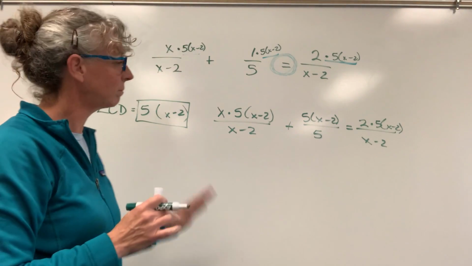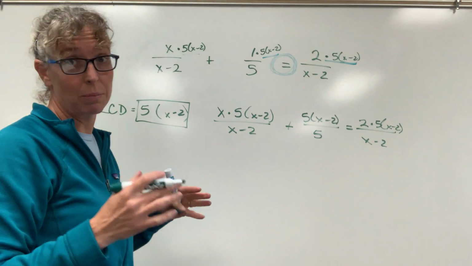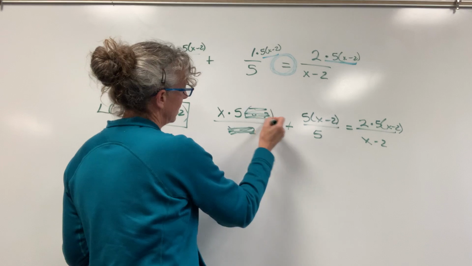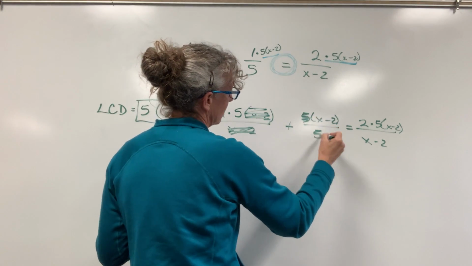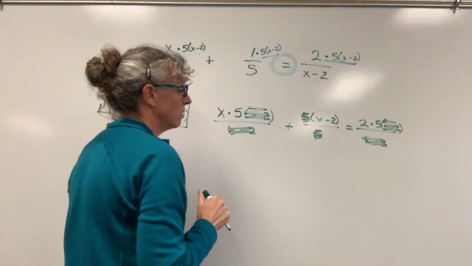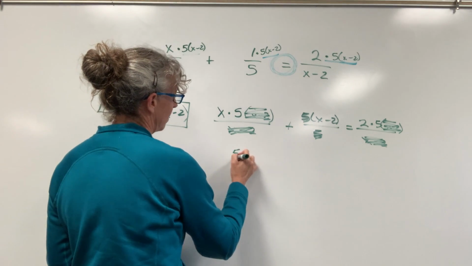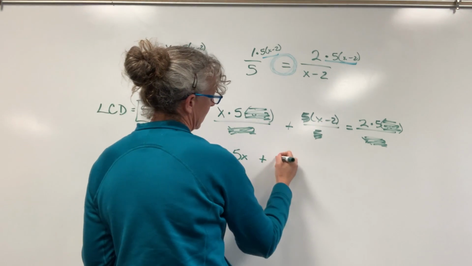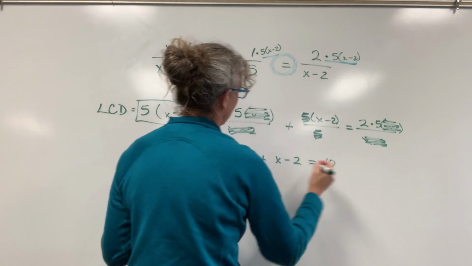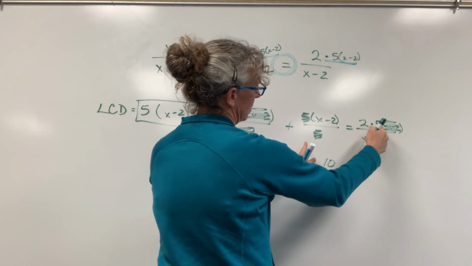Okay? Now, the good news is I can now start to cross things out if possible. That's why I left it like this and didn't distribute. This can be crossed out with this. This 5 can be crossed out with this 5. And this x minus 2 can be crossed out with this x minus 2. Okay, now let's combine what we have. X times a 5 plus an x minus a 2, and that equals a 10. Okay, 5x plus x minus 2 equals 10.